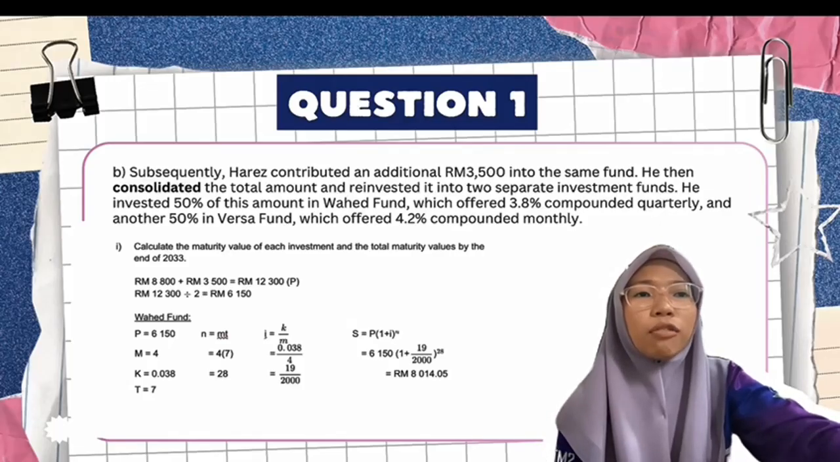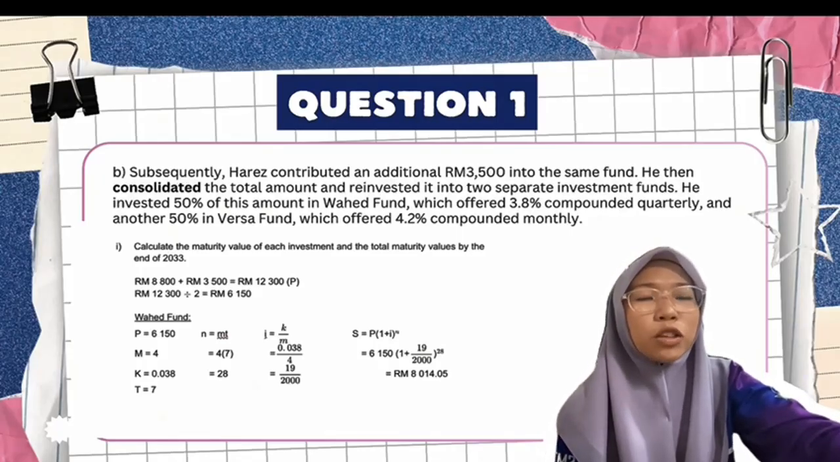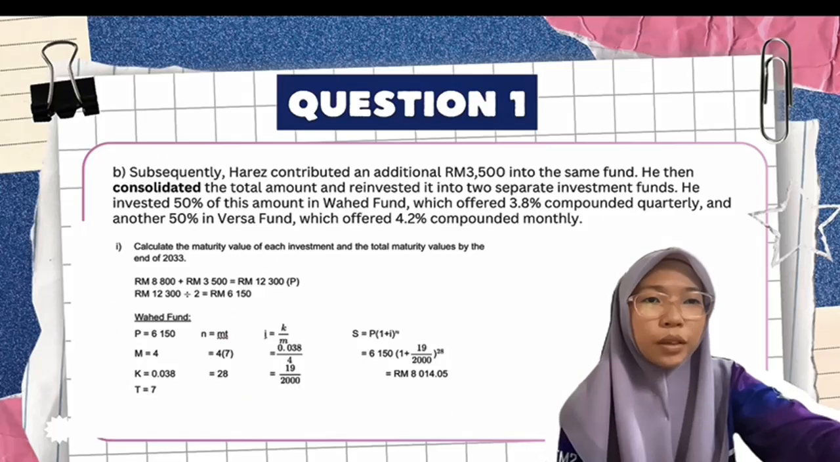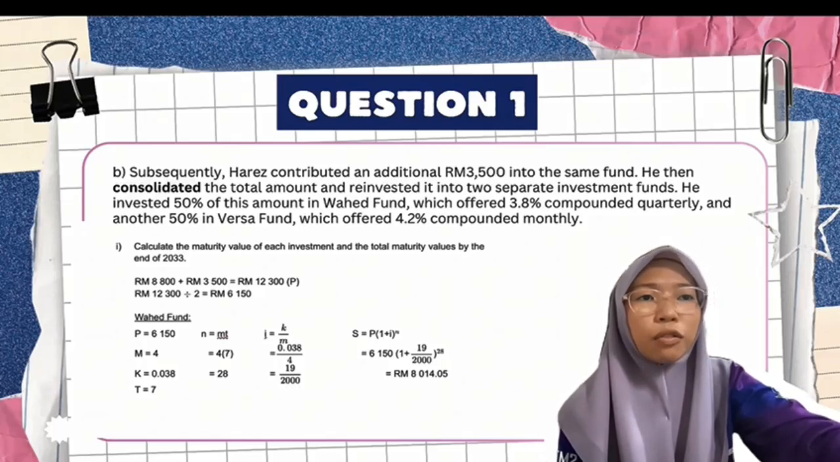Let's look at the Wahid fund first. The annual rate is 3.8%, and because the interest is compounded quarterly, that means 4 times a year. So, to find the interest for each period, we take 0.038 and divide it by 4. This gives us 0.0095, or in fractional form 19/2000. Next, we determine the total number of compounding periods.